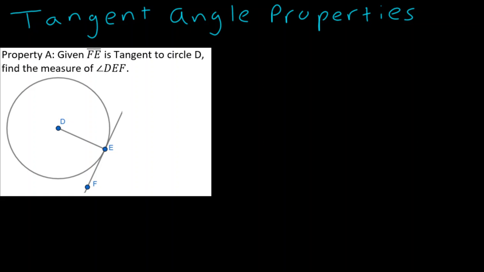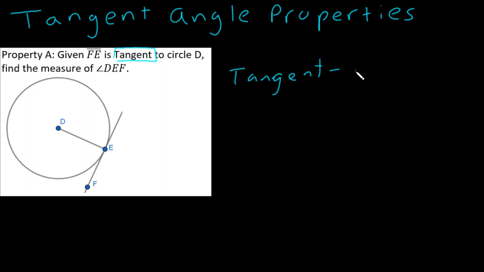Okay, in this video we're going to explore tangent angle properties. So, property A, given FE is tangent to circle D. Now the first thing I want to really define is what it is that makes something tangent, okay?